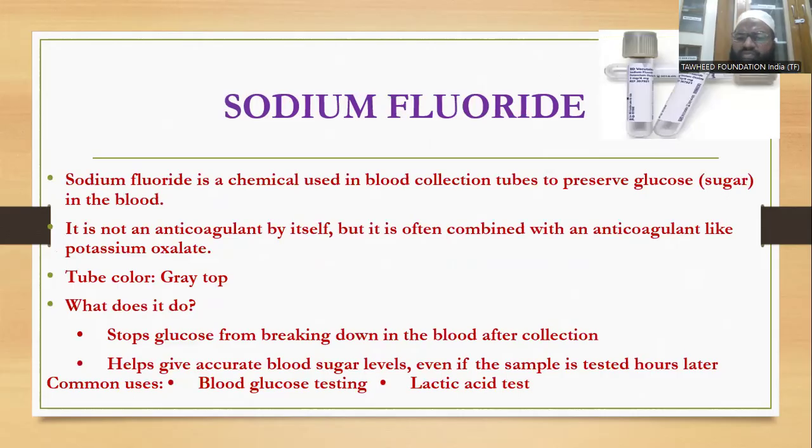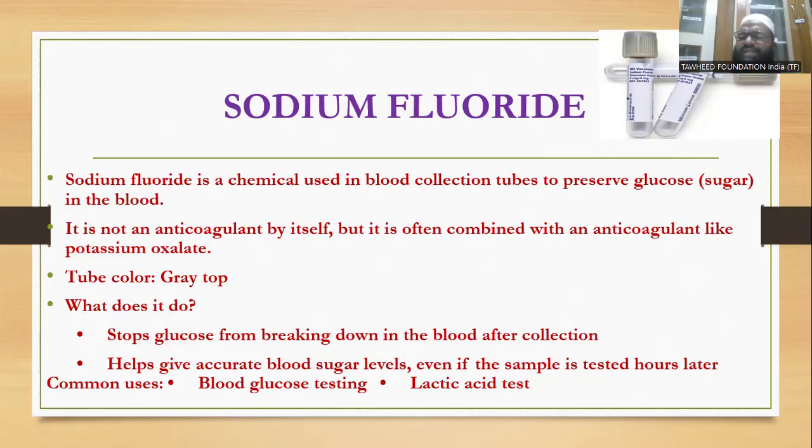So coming to sodium fluoride. Sodium fluoride is a chemical used in blood collection tubes to preserve glucose, sugar in the blood. It is not an anticoagulant by itself, but it is often combined with an anticoagulant like potassium oxalate. Tube color will be gray top.